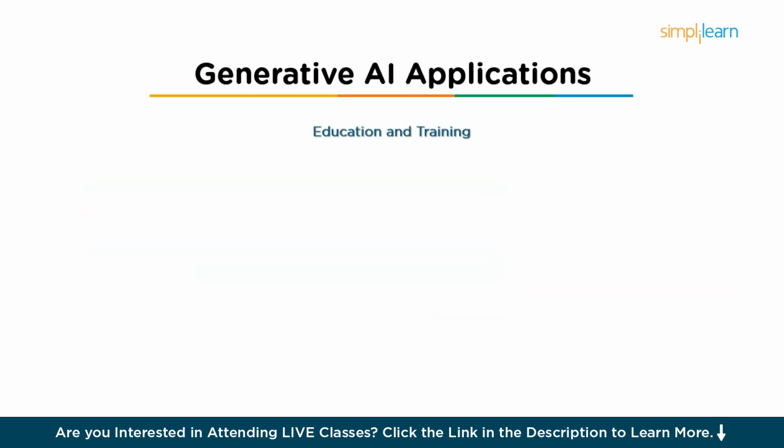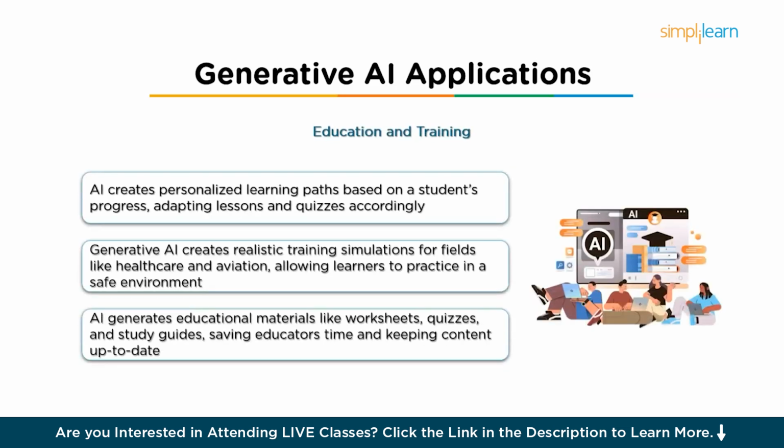And then we have education and training. So GenAI is transforming the education sector nowadays, where we have personalized training. AI can create customized learning paths based on a student's progress, strengths, and weaknesses. For example, a GenAI system could adapt lessons, quizzes, or explanations based on learners' pace and understanding. And then we have content creation for learning. So GenAI can automatically create educational materials such as worksheets, flashcards, quizzes, and even study guides based on existing content.